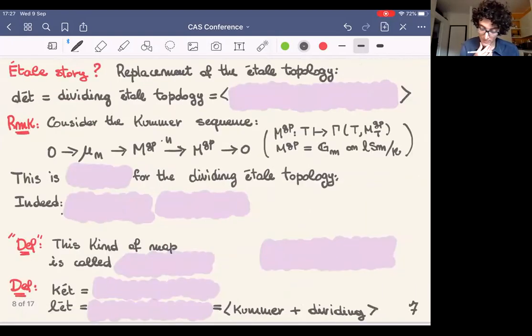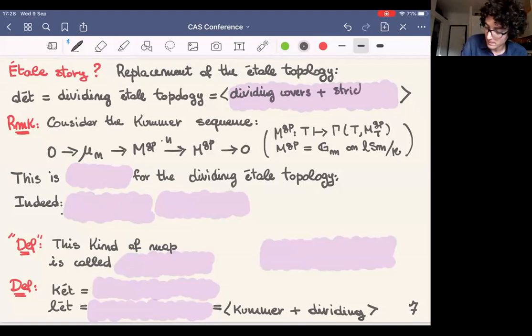Okay, so then I promised something on the étale story, on the étale side. So let's think a bit about what is the replacement of the étale topology in this setting. The first attempt is, well, let's do the same thing as we did in the Nisnevich case. So let's consider the dividing étale topology. What it is, well, you take the dividing covers, which we like very much, plus strict étale covers.